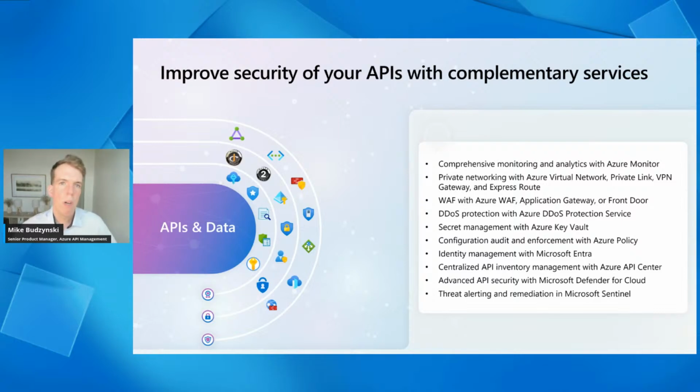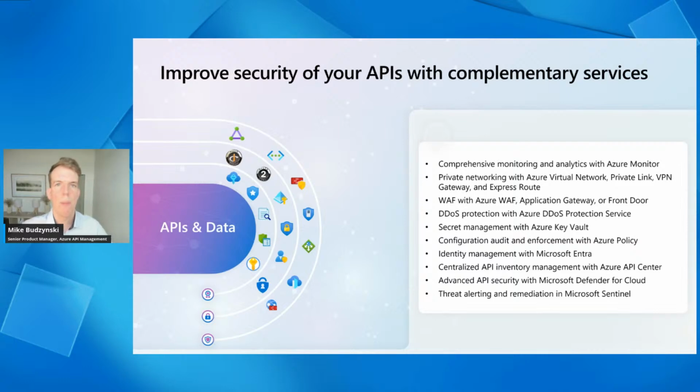For example, Azure Monitor has a very good system for logs and metrics, and you can even define certain rules and trigger alerts based on metrics or logs. You can, of course, use private networking products such as Azure Virtual Network or VPN to restrict connectivity to your APIs and backends.